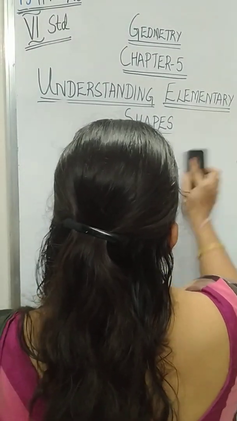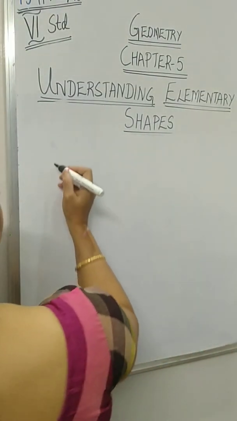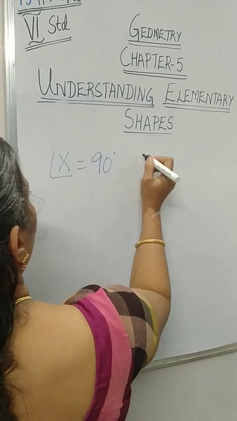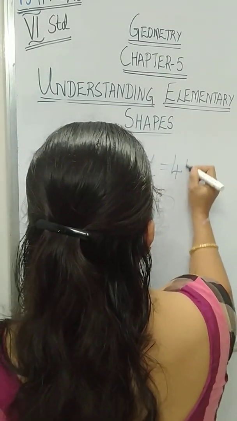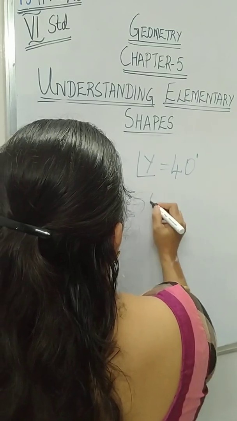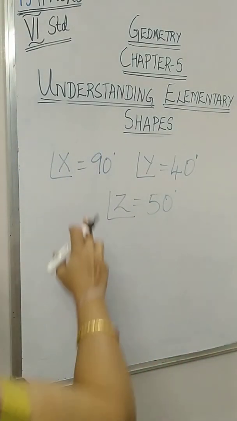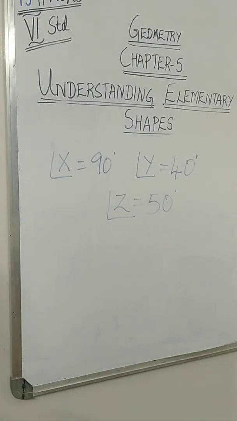Now, based on sides, you have learned. Based on angles, let me show you. You think angle X is 90 degree. Angle Y is 40 degree. And angle Z is 50 degree. Can you tell what triangle it is? It is having a right angle, so it is right angled triangle. Okay?